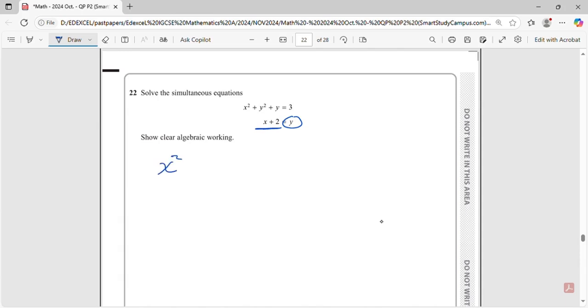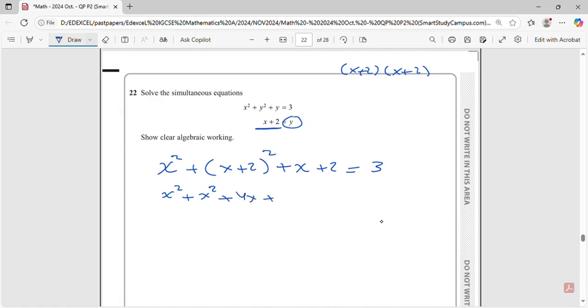It will be x to the power of 2 plus y. Instead of y, I will put x plus 2. This is all to the power of 2, plus y, which will also be x plus 2, so I will put x plus 2 in this position. This is equal to 3. Now I have to expand this bracket: x plus 2 multiplied by x plus 2. So it will be x squared plus 4x plus 4, plus x plus 2, equals 3.